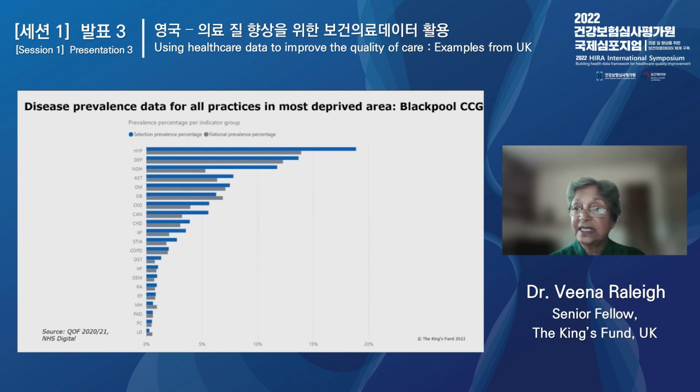So that's one of the examples of where data is used both at geographical level and at GP level, but this is aggregated data taken straight out of GP systems. Next slide, please.